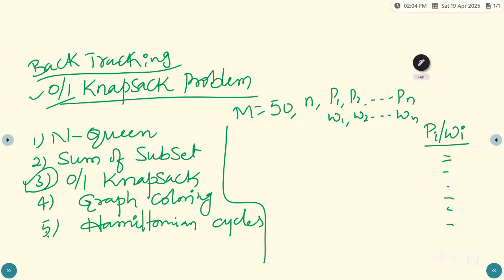Right. And place into the bag. Very simple. But the solution is represented in the form of a tree. The tree's name is called state space tree. In the state space tree, the path, for example, this is a tree, for example.